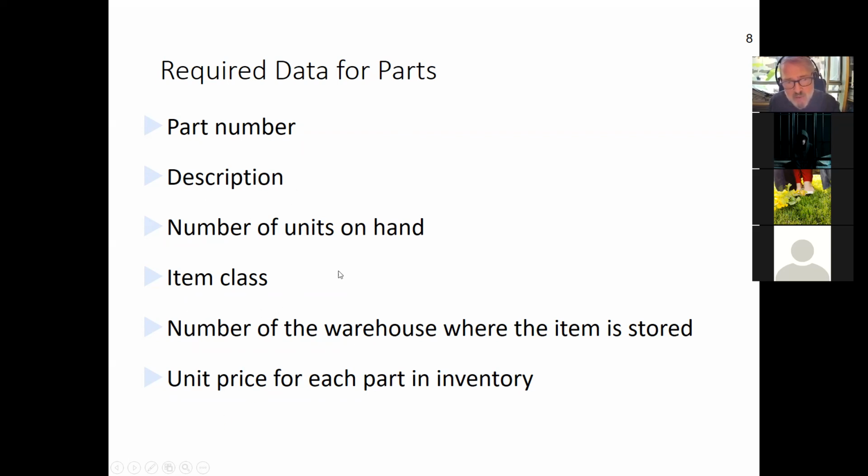So there's a lot of information there about parts, and actually that information tells us a lot about the way that they do their business. Okay, for the parts, they record how many they have and where they are and what the price is, and they have a class for it.